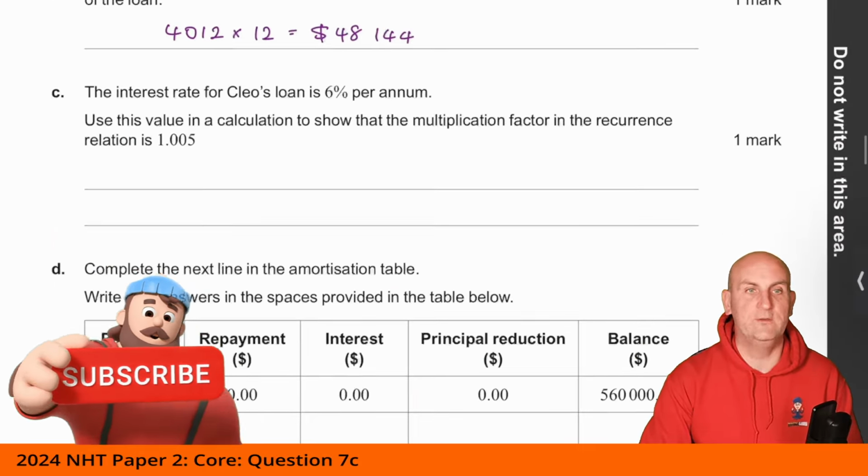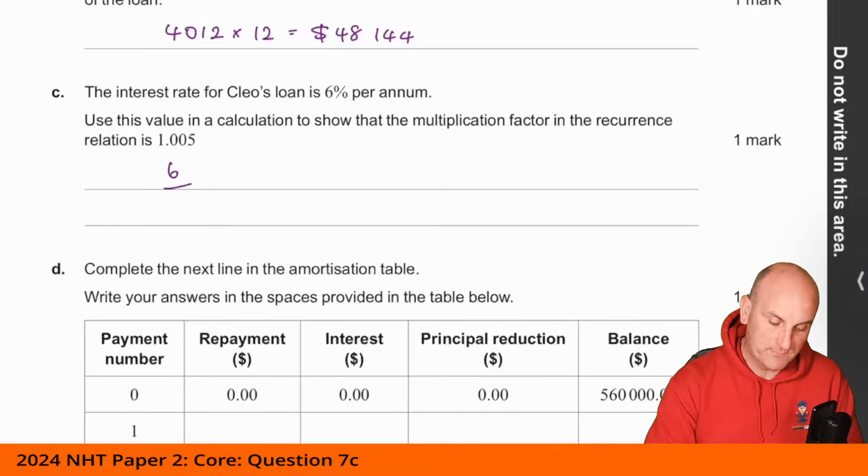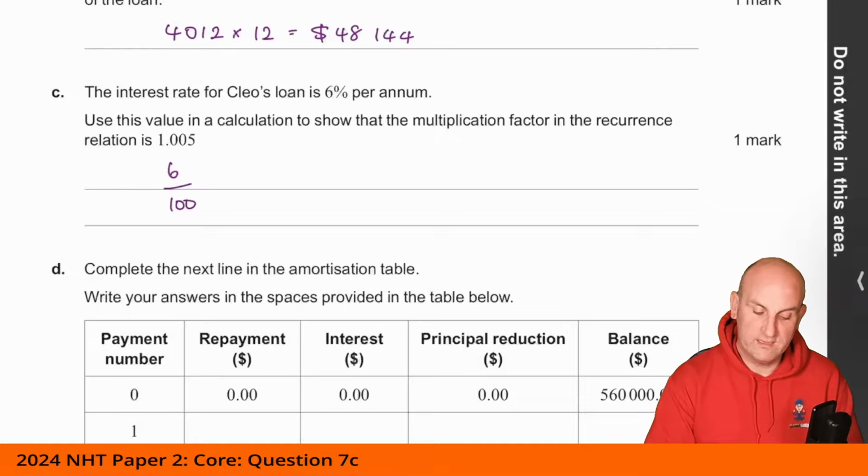The interest rate for Cleo's loan is 6% per annum. Use this value in a calculation to show that the multiplication factor in the recurrence relationship is 1.005. I tend to do this. I take the 6 and I divide it by 100. That gives me a decimal percentage. That's going to be per annum, but I want per month. So then I'm going to divide that value by 12. And then I'm going to add on the number 1.